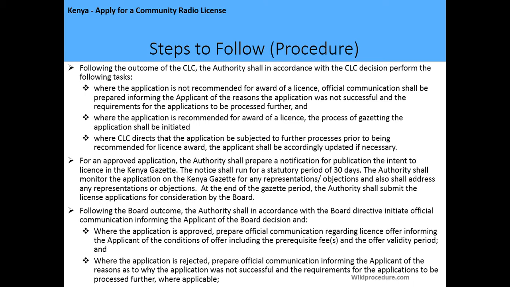Following the board outcome, the authority shall, in accordance with the board directive, initiate official communication informing the applicant of the board's decision. And there are two scenarios. Where the application is approved, the authority shall prepare official communication regarding the license offer, informing the applicant of the conditions of offer, including the prerequisite fees and the offer validity period. And the other scenario, where the application is rejected, the authority shall prepare official communication informing the applicant of the reasons why the application was not successful and the requirements for the application to be processed further, where applicable.